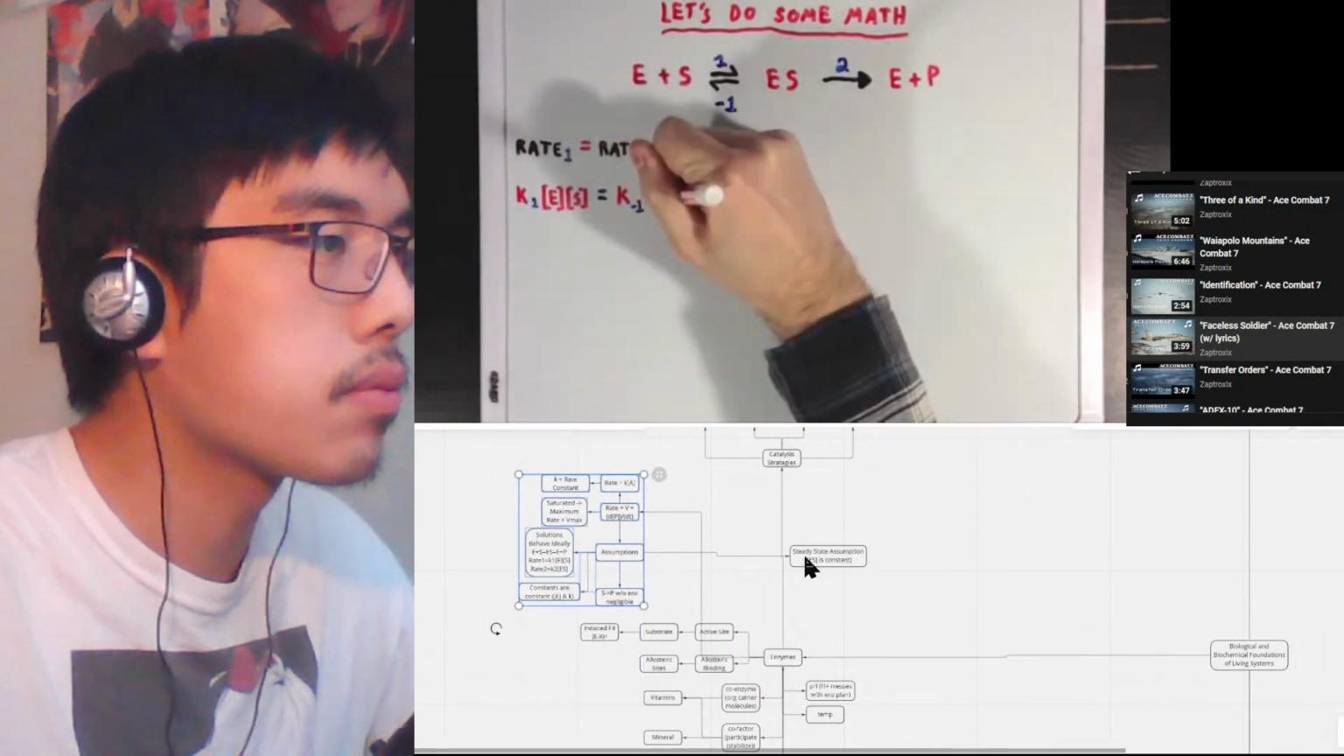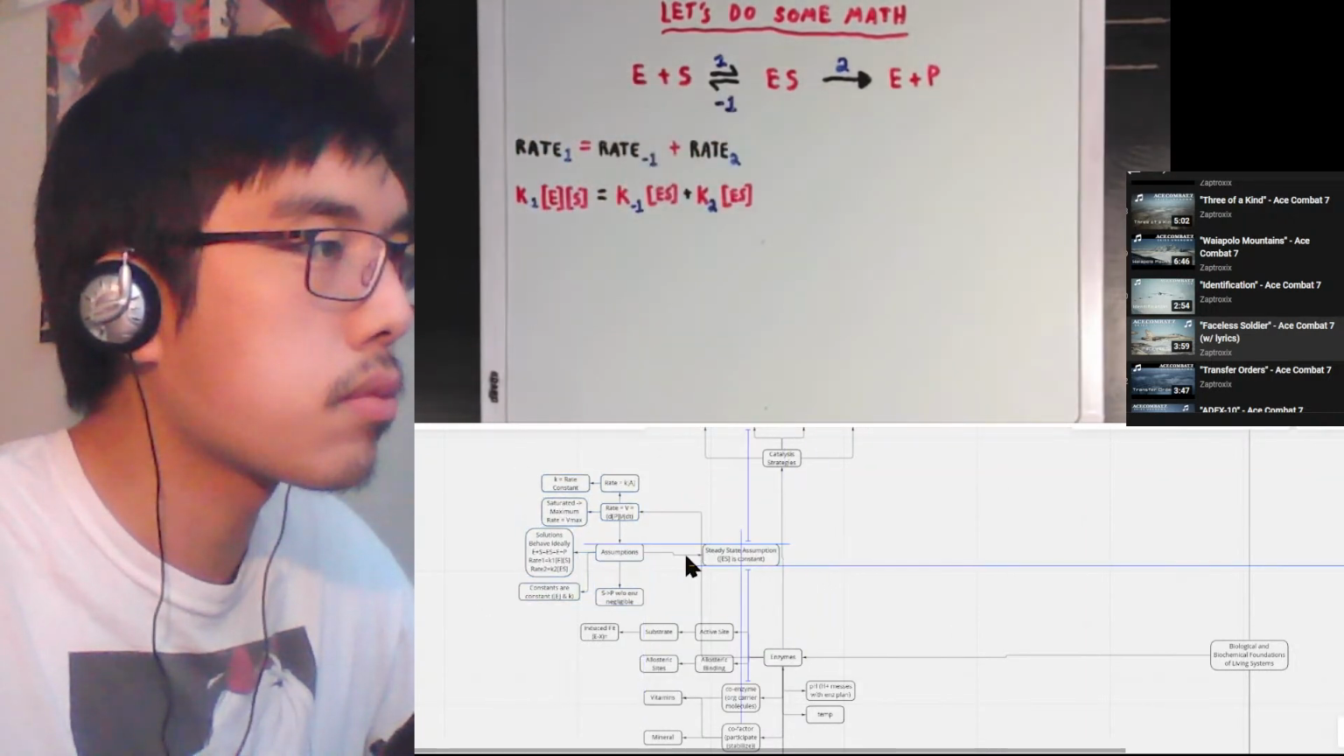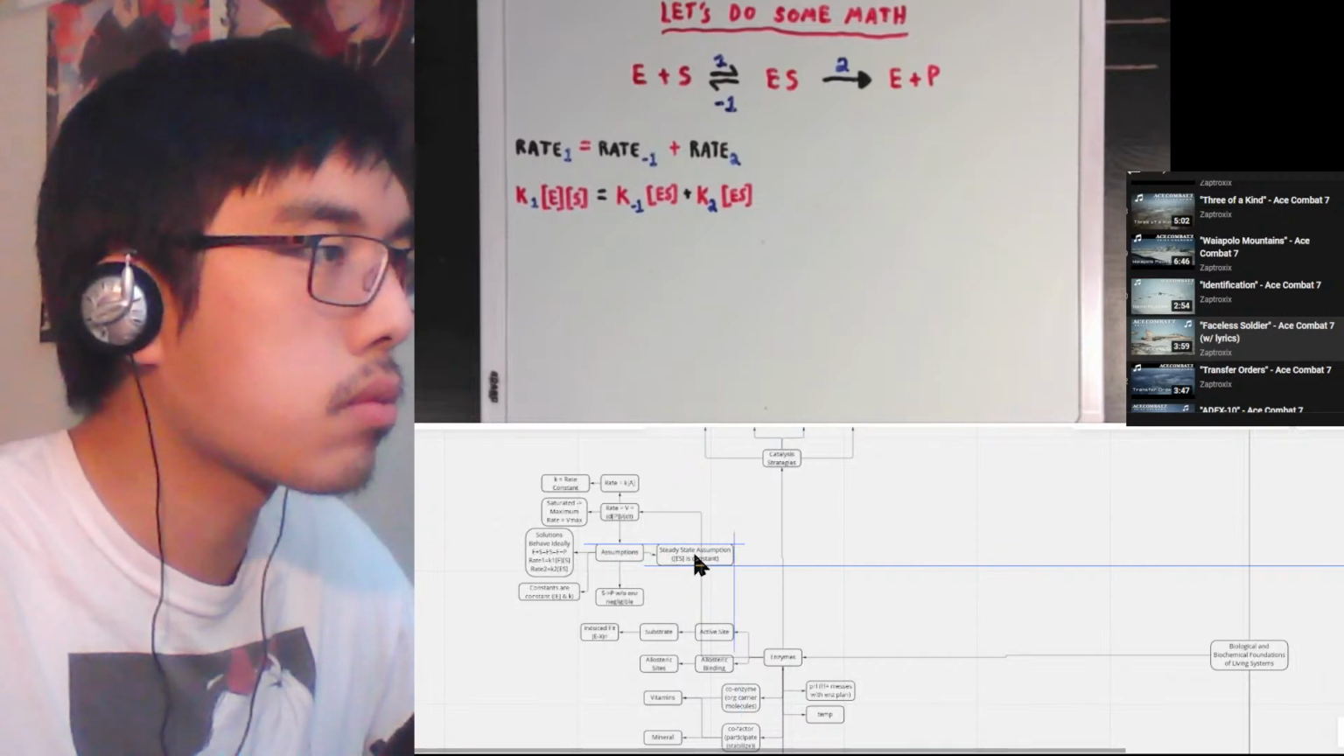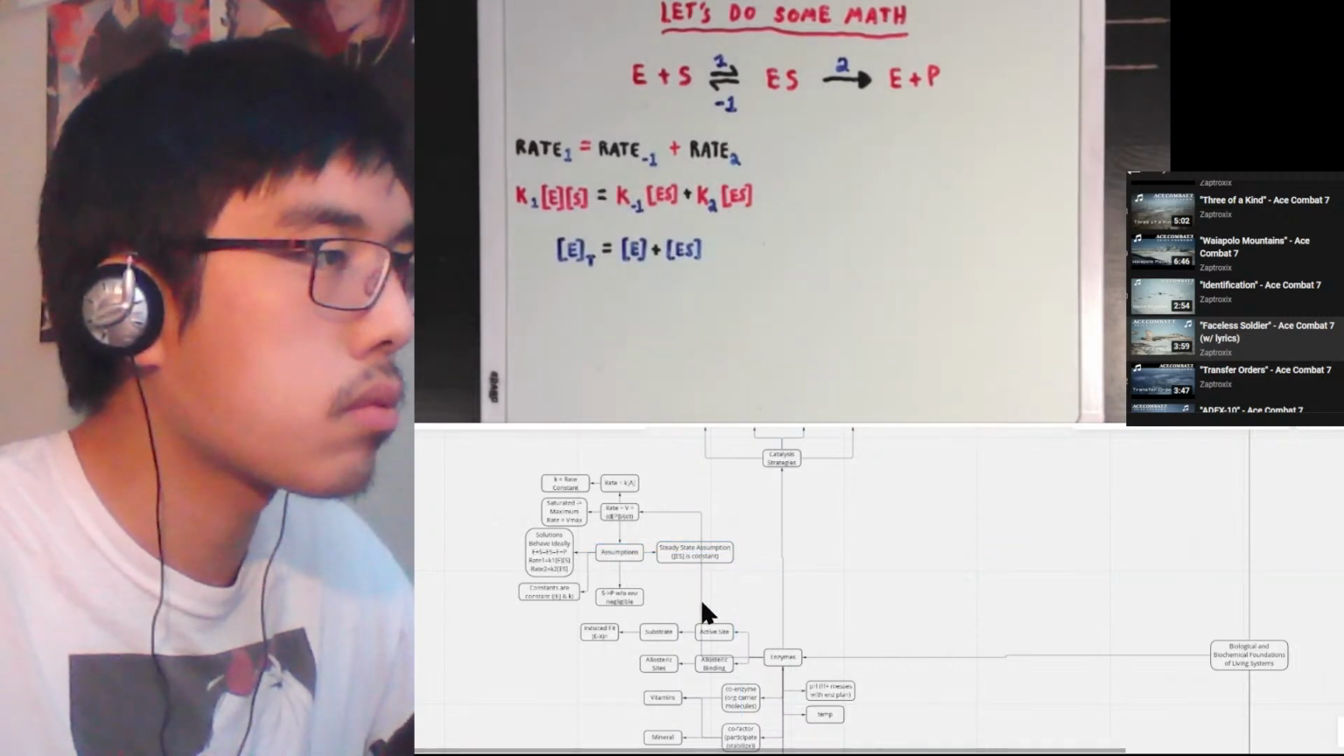Now the first thing I'll do is swap out those rate values where the rate constants times the reactants for those reactions. So rate 1 will be equal to K1 times E times S, and so on for the other two. Next, I'll introduce a new idea and say that the total amount of enzyme available, which we'll call ET or E total, is equal to the free enzyme E plus the enzyme bound to substrate, or ES.